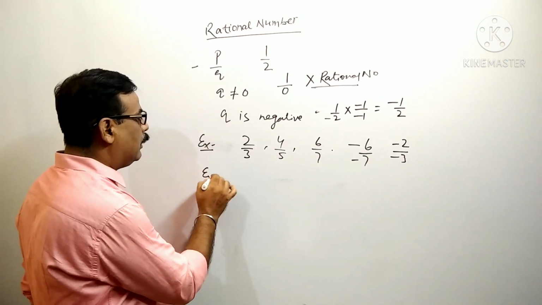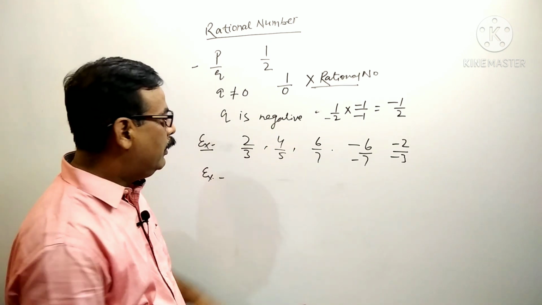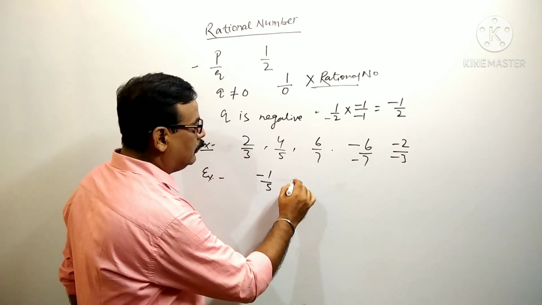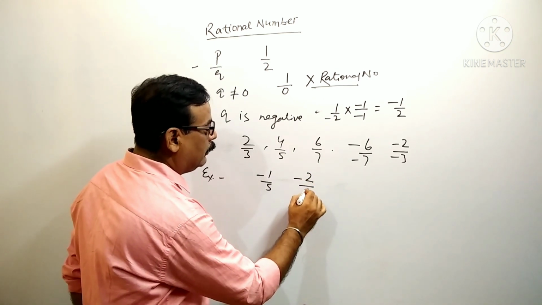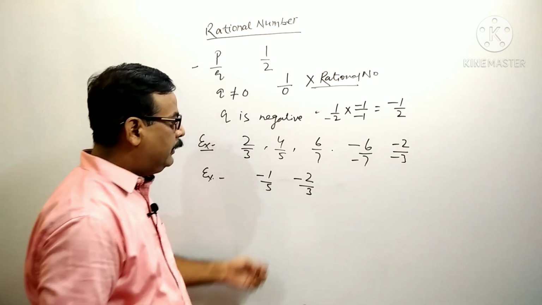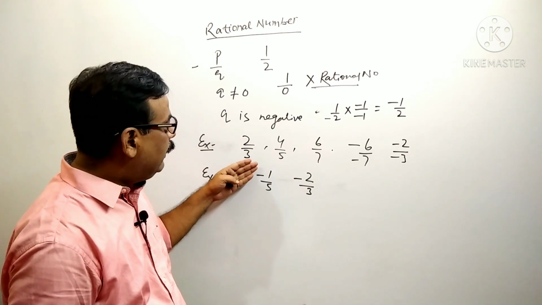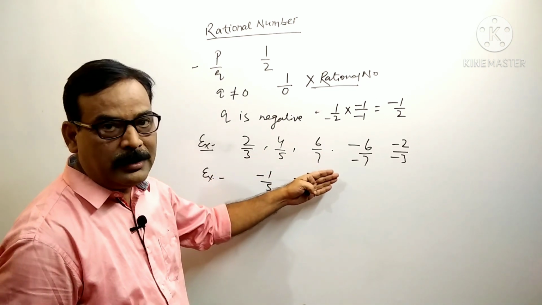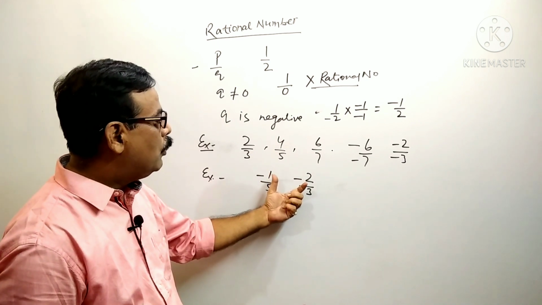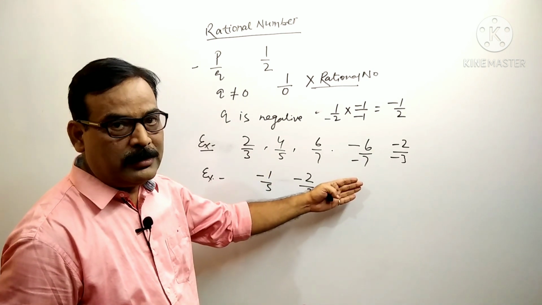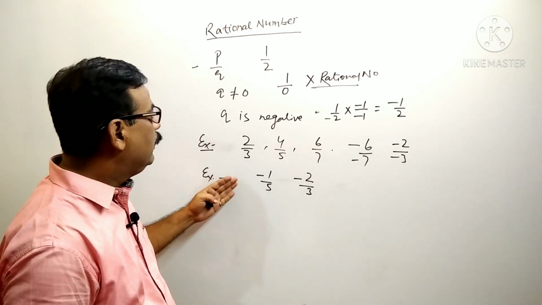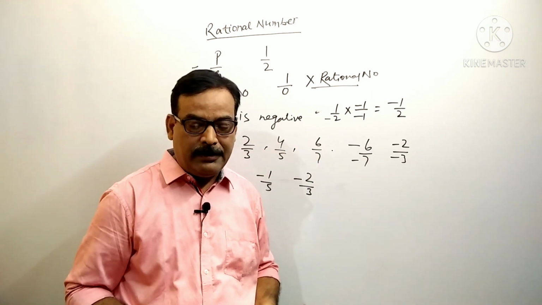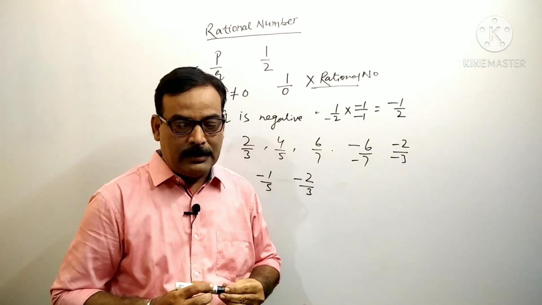But now we are giving examples of negative rational numbers. For example, minus 1 by 5, minus 2 by 3. These are negative numbers because either the numerator or the denominator is negative. So from both of them, one should be in negative form. So that is called a negative rational number. So rational numbers have two types, that is positive rational numbers and negative rational numbers.